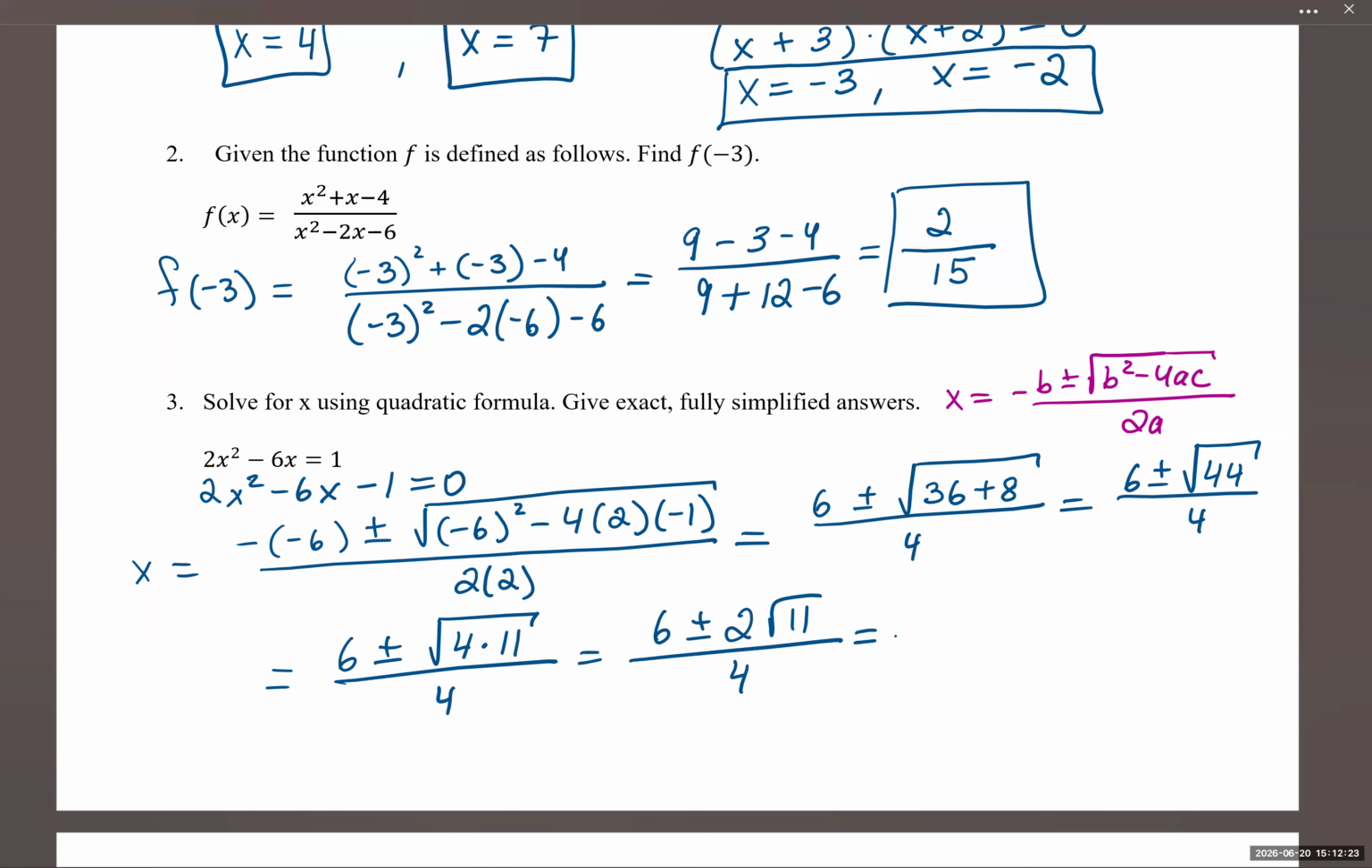Now we still have to reduce this fraction. Now you could factor out a 2 and do it that way, but I prefer to split it into two fractions. 6 over 4 plus or minus 2 square roots of 11 over 4. 6 over 4 is reducible. So by 2, this is 3 halves plus or minus 2 over 4. Also reduce that: square root of 11 over 2.